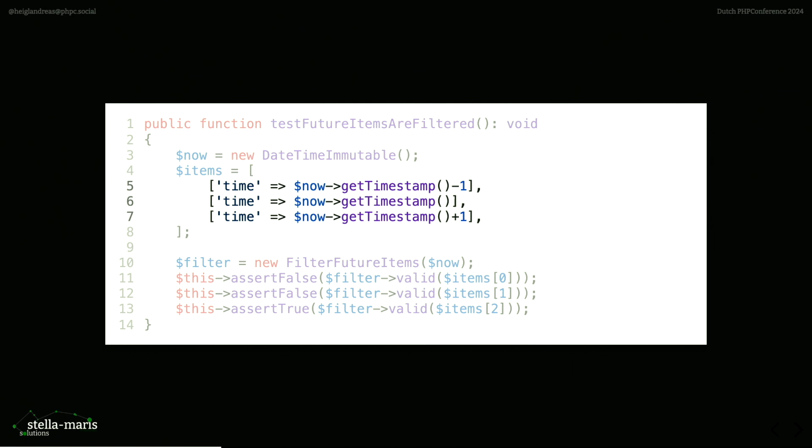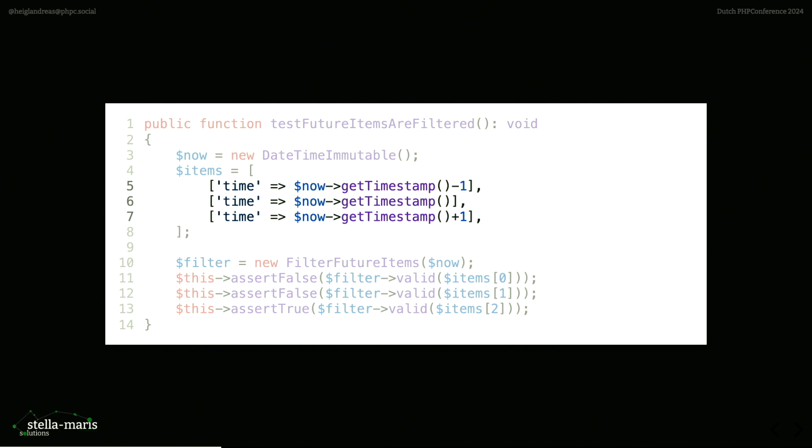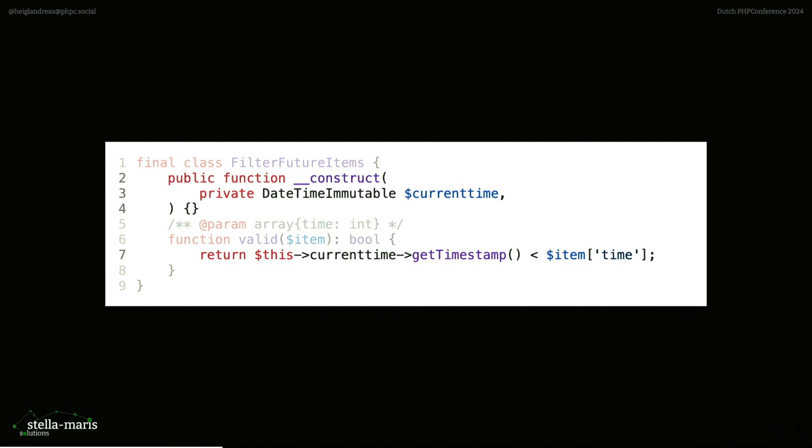The rest of the stuff kind of stays the same. We are still creating our 3 items. The rest is the same. It's just the way we are initializing this that changes. How does that need to change in our function, in our class? Well, instead of passing the actual time in there, we are now passing this datetime object. And then we call this current time getTimestamp. If that is smaller than the time we have in this item, then it's either valid or not.